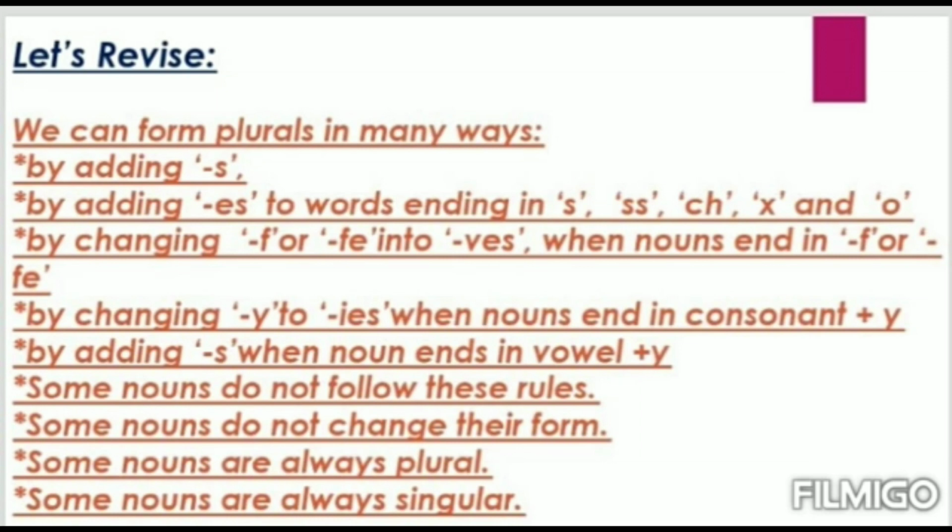Let's revise. We can form plurals in many ways: by adding s, by adding es, by changing f or fe into ves when nouns end in f or fe, by changing y to ies when nouns end in consonant plus y, by adding s when nouns end in vowel plus y. Some nouns do not follow these rules. Some nouns do not change their form. Some nouns are always plural. Some nouns are always singular.